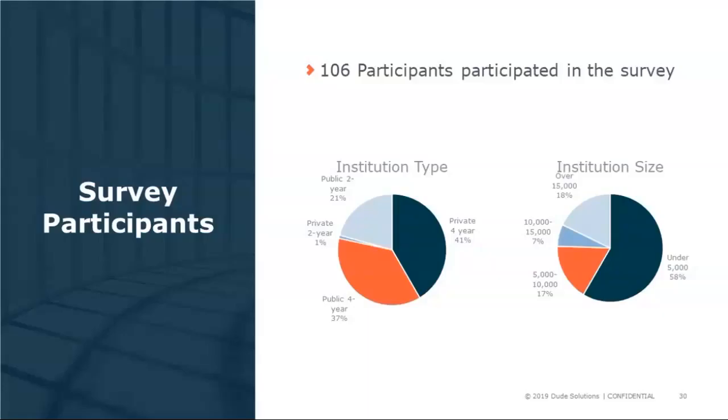So we surveyed 106 participants. There's a little more, but the 106 responded. They were comprised of private 4-year, public 4-year, private 2-year, and public 2-year. And so you can see here there's different institution sizes that responded as well. So these are the participants that submitted this feedback, and we'll go through those questions and discuss a little bit on those insights from that data.